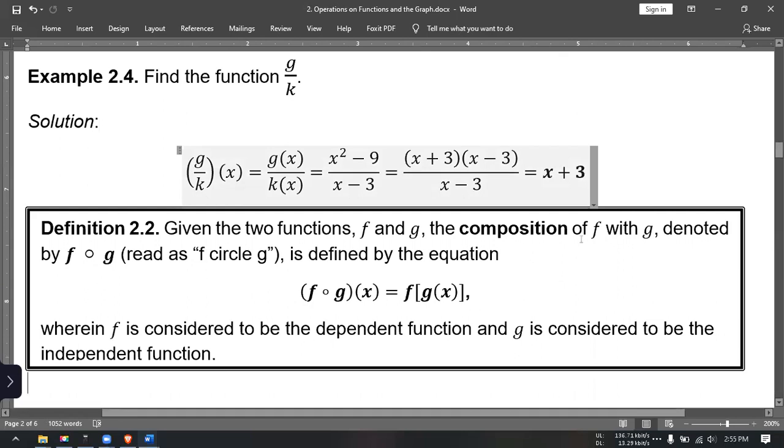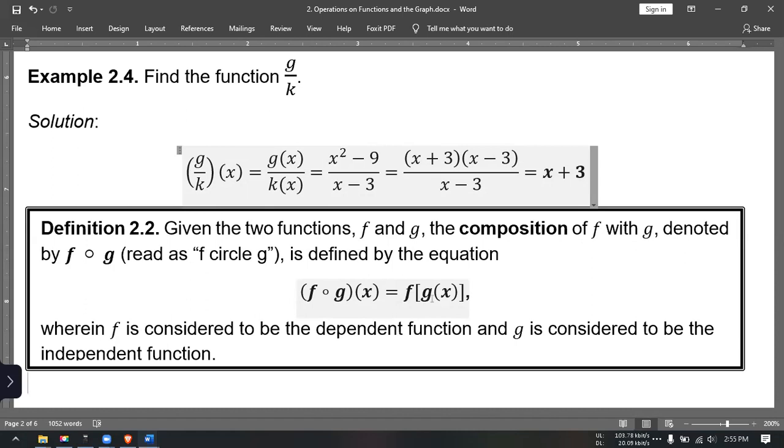Aside from the basic operations, we can also apply compositions on function. So, given two functions f and g, the composition of f with g, denoted by circle or being read as f circle g, is defined by the equation f circle g of x is just equivalent to f of g of x, wherein f is considered to be the dependent function and g is considered to be the independent function.